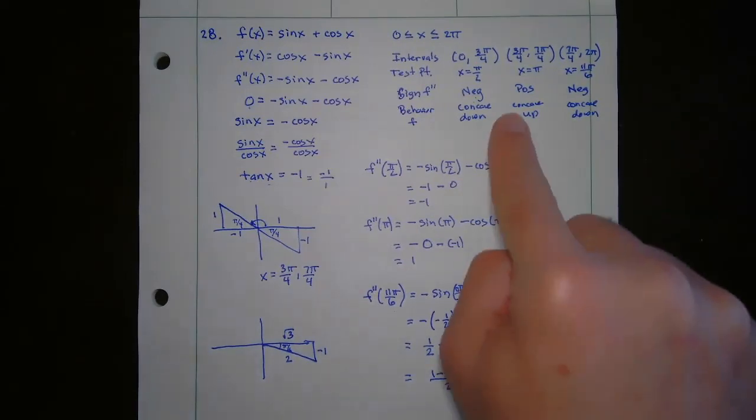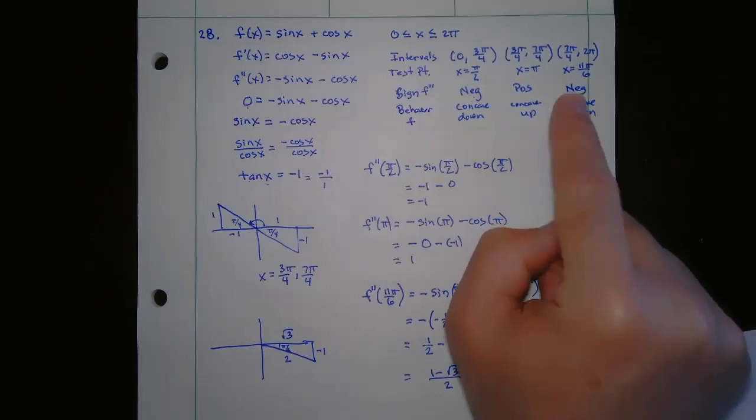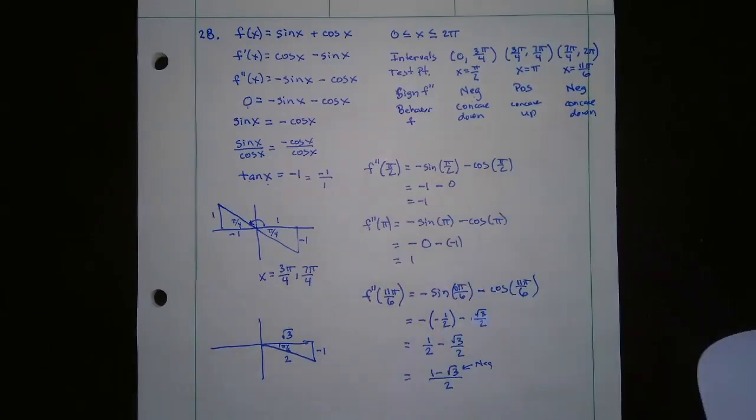All right, and that means there's an inflection point at 3 pi over 4, and there's also an inflection point at 7 pi over 4. But the question asks what's the x coordinate of the point of inflection where f changes from concave down to concave up, and that would be at x equals 3 pi over 4. So the correct answer for 28 is B, okay?